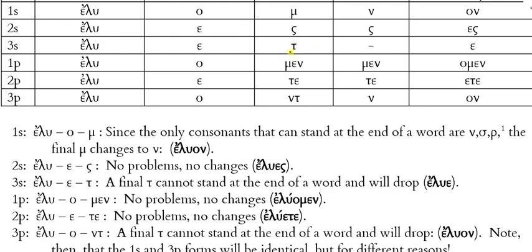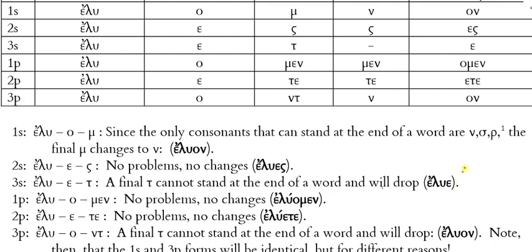What's the problem here with the tau as the final part? Can't end a word. In fact, you remember a rule, don't you, in your noun rules? A tau cannot stand at the end of a word and will drop off. So eluet becomes elue. Elue. And then you can also have that movable nu, remember? So you can get eluen.